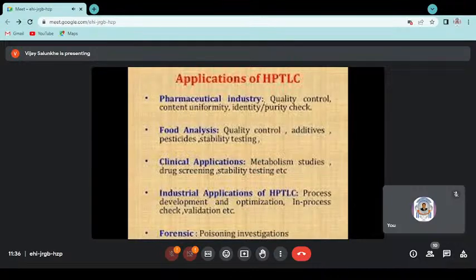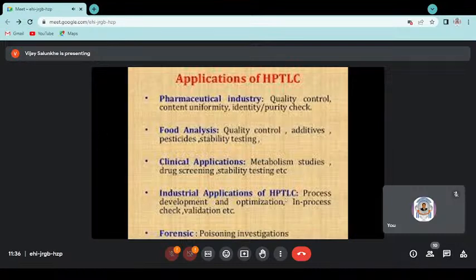So in the pharmaceutical industry, in the quality control department, to check purity and content uniformity, HPLC is mainly preferred. In food analysis, in clinical applications, in metabolic studies, drug screening, stability testing, in QC of additives and pesticides, and in stability testing departments in food analysis.